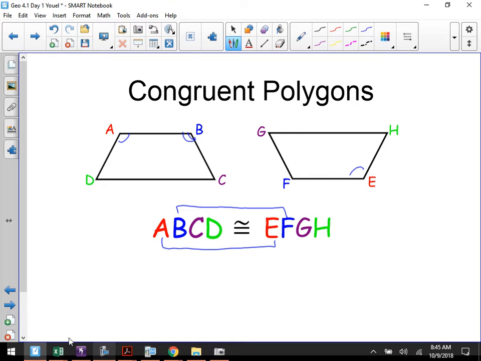Yep, you can have 4 tick marks. So when we get to angle D, I'll mark that one 4 times to show that it is congruent to angle H. So here, B is congruent to F, 2 tick marks. All right, so what would angle C be congruent to?